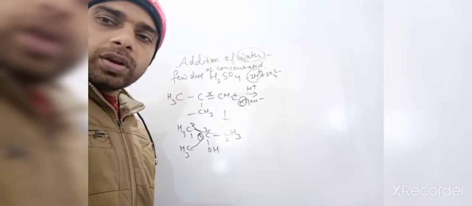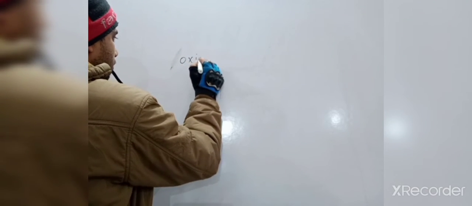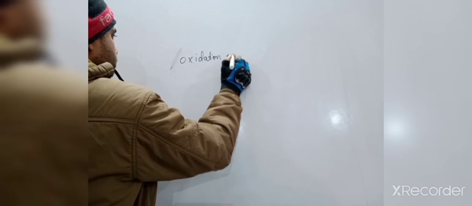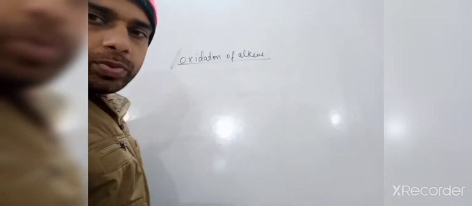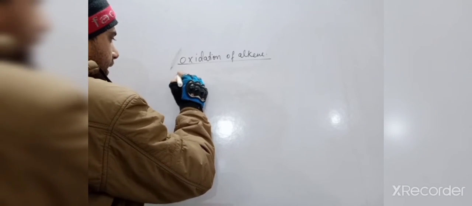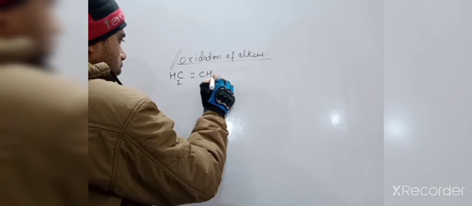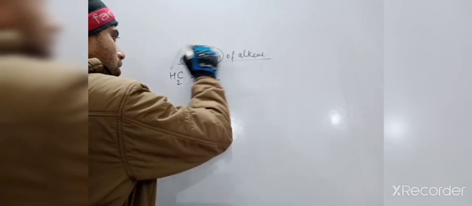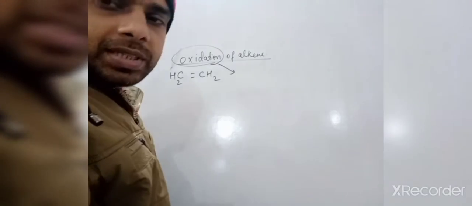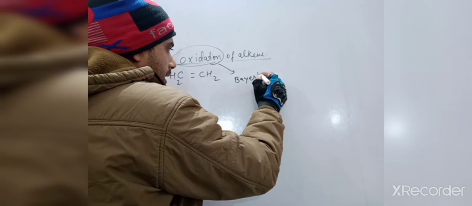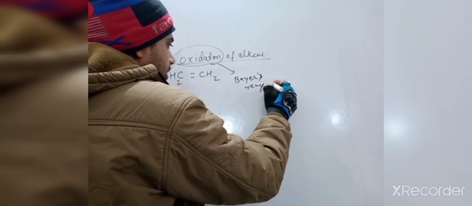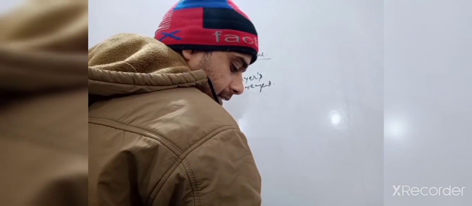2-methyl propan-2-ol. Now we will talk about the addition of oxygen, or we can say the oxidation reaction. Oxidation of alkene. Here, if I have an unsaturated hydrocarbon, CH2 double bond CH2, and I am talking about the oxidation of alkenes, it happens every time in the presence of Baeyer's reagent.